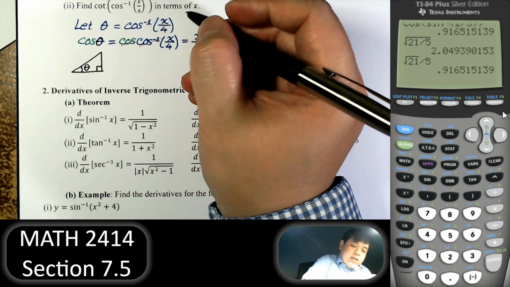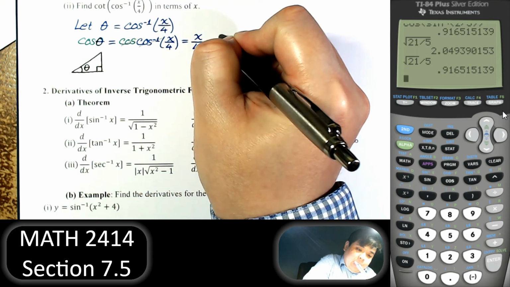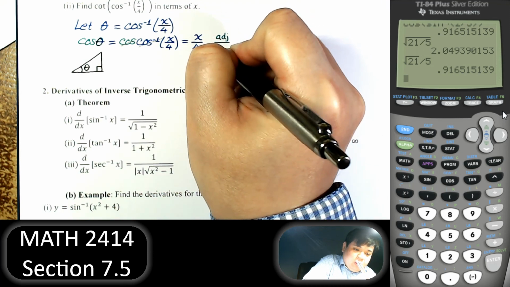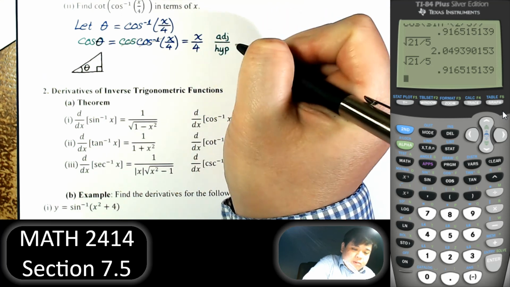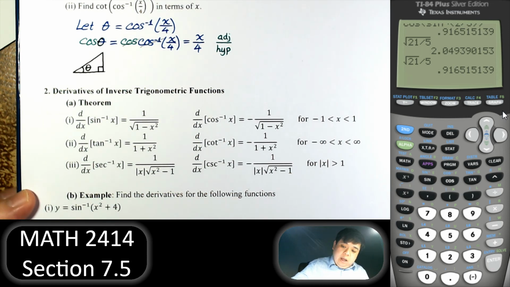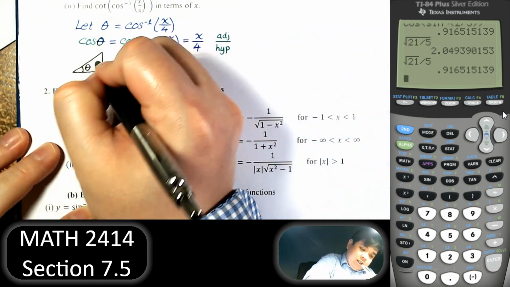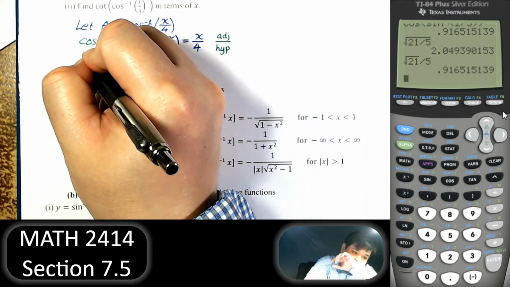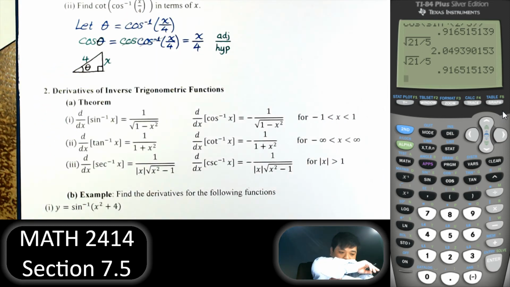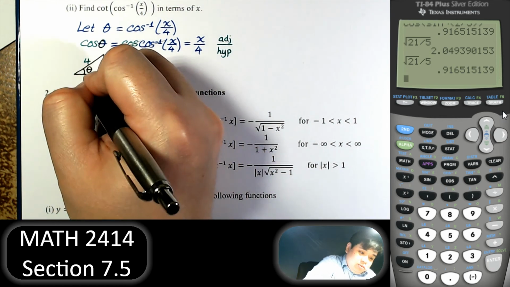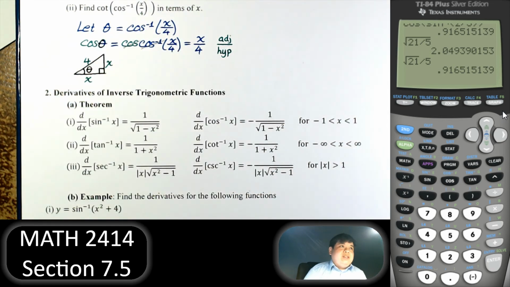Cosine is adjacent over hypotenuse. Adjacent is x, over hypotenuse, which is 4. Of course, adjacent is x.